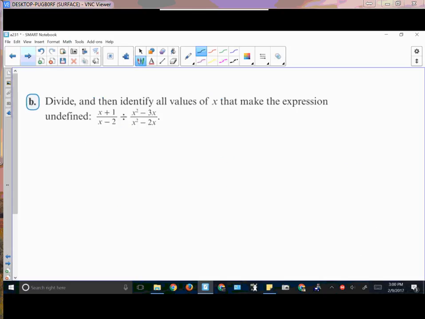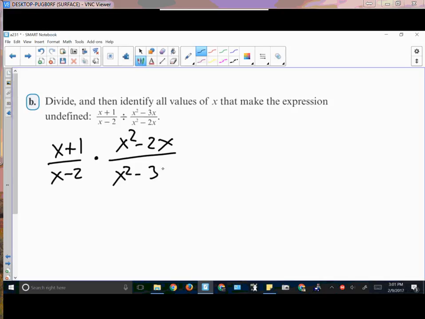Let's try one more. They want us to divide and then identify all values of x that make the expression undefined. So, we start off with x plus 1 over x minus 2. Multiply. Flip it around. Please, while you are working on these things, do not try and do 2 or 3 things at one time. Just flip it around. So I got x squared minus 2x, and then x squared minus 3x.